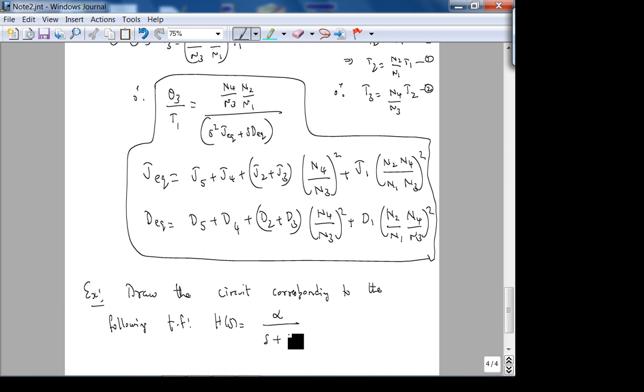Alpha over S plus beta. Okay? I would ask you to draw a mechanical system corresponding to this. So in that way, the table, okay, how about this? I will give you the table, but it's not really going to help you, right? If you don't understand the conceptual. So this is how I test concepts, right? Do you really understand what it means to find a transfer function?